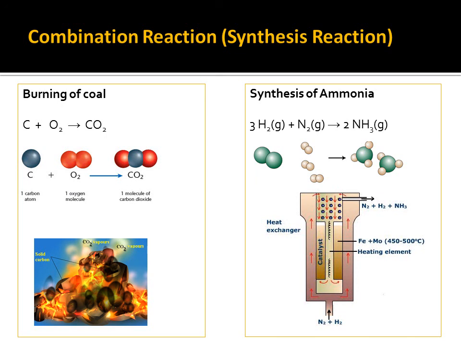Here, three molecules of hydrogen combine with one molecule of nitrogen and get converted into two molecules of ammonia. And in the lab, we make ammonia gas with the help of the Haber process. The process by which we make ammonia is known as the Haber process.